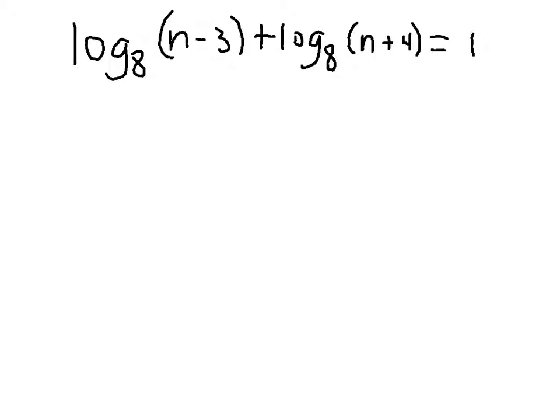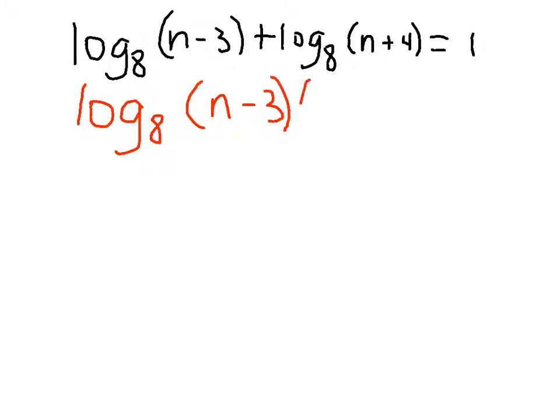Okay, for this next one, I have 2 logs on one side and just a plain number 1 on the other side. And I've got addition on the left-hand side with the 2 logs. So this one, I'm going to use the product property because I have that addition. And the product property tells me that I can multiply the 2 inputs for the logs together like this. And when I do, this whole thing becomes the input for the single log that I have.